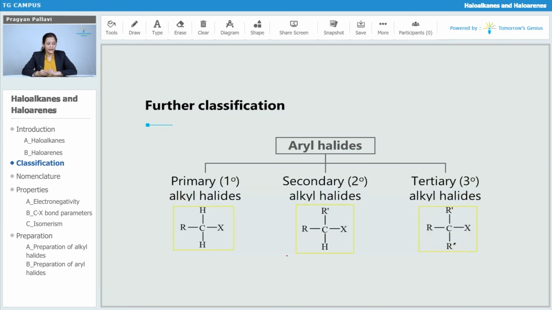Further, alkyl halides are classified as primary alkyl halides, secondary alkyl halides and tertiary alkyl halides. In primary alkyl halides, the halogen is attached directly to a carbon which is primary, we can say, because it has CH2, that is two hydrogen atoms and one R. In secondary alkyl halides, we have the halogen attached to a carbon which is secondary. And in tertiary alkyl halides, we have the halogen attached to a carbon which is tertiary.